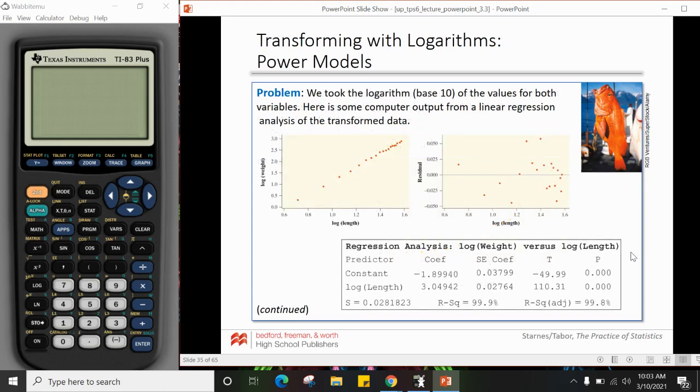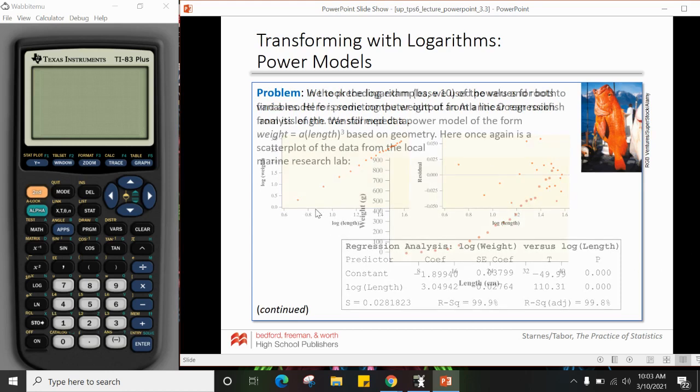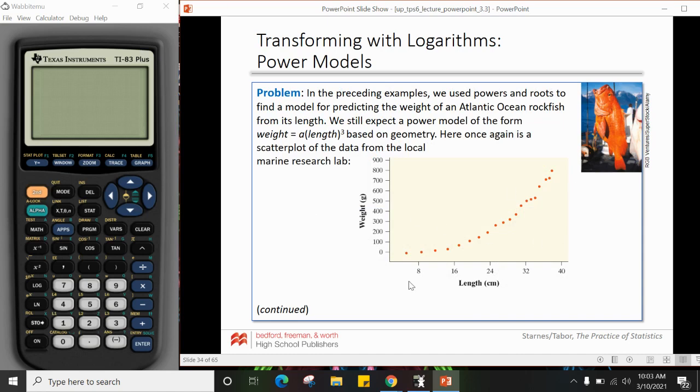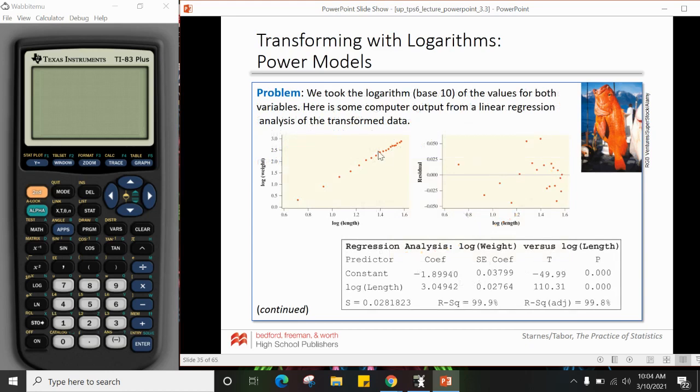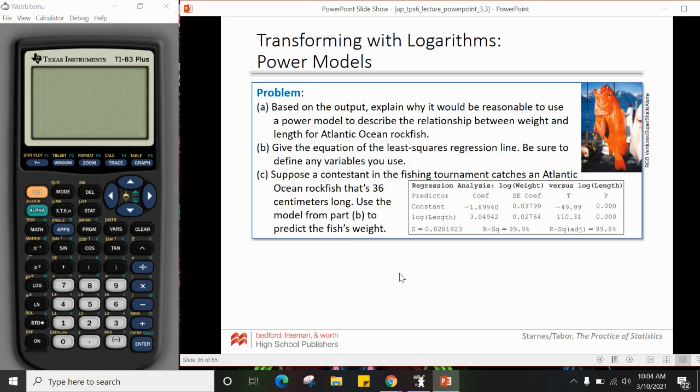Now we log both sides of it. Okay, so log the length. Let's go back. So this is the original data, right? I can log both the x and the y, and I get more of a linear pattern, and I see also the residuals of the logs. There's no clear pattern, so it seems like this is going to be a linear relationship. And now I can go ahead and look at the values here.